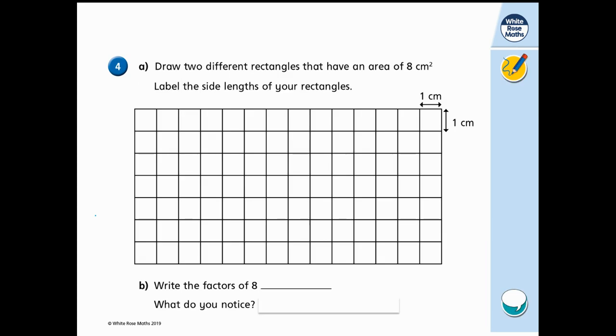So another thing for you to do yourself, so you're going to pause the video and I want you to draw me 2 rectangles, 2 different rectangles that have an area of 8. Remember the squares on your sheet are 1 centimetre each. Okay, you want to label the sides of your rectangles with the length. And then when you're ready, write down the factors of 8 and see what you notice between your rectangles and the factors.